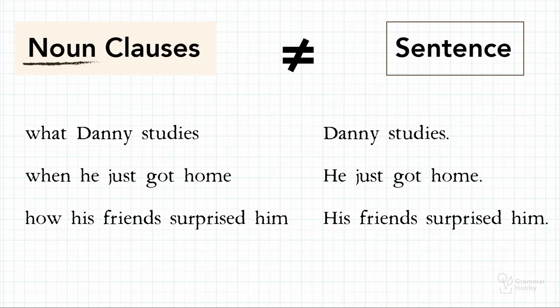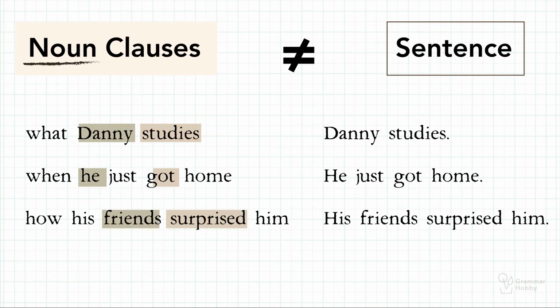Observe the difference between a basic clause and a noun clause more carefully. I hope you observe how a noun clause cannot stand on its own. What Danny studies. When he just got home. How his friends surprised him. Are not considered a complete thought. Although they have subjects and verbs, it is clear that the idea is not finished.